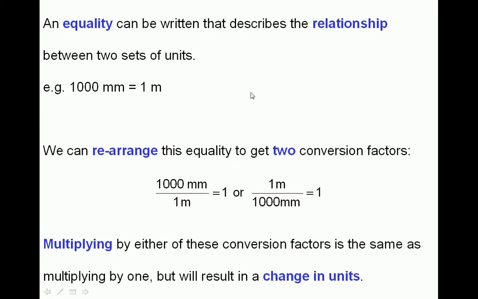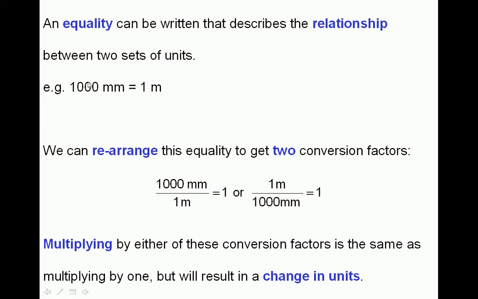So now we move on to the topic of conversion factors. Conversion factors are derived from equalities, and an equality is the relationship that describes two sets of units. So for example, 1,000 millimeters is equal to 1 meter. That's the equality describing the relationship between millimeters and meters. And we can rearrange this equality to get two conversion factors, one in which millimeters is in the numerator and one in which meters is in the numerator.